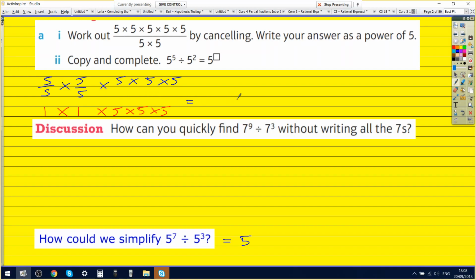Would that be squared or would it be to the power of 5? Well, how many 5s are there? 3. Yeah, and so that's to the power of 3. And then times 1 times 1. Will that change anything? No. And so it's just 5 to the 3.